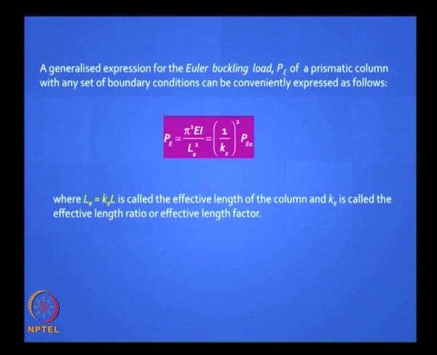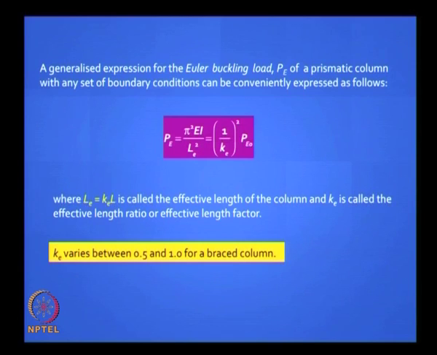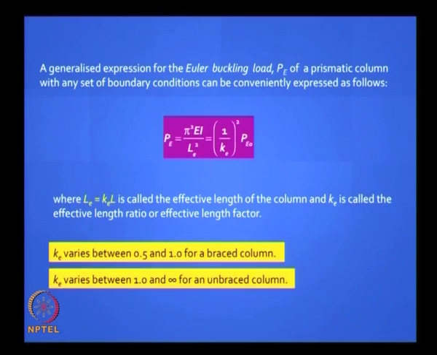So your generalized expression is given like this, okay. You put LE squared at the denominator, pi squared EI by LE squared, or you can write it as 1 by KE the whole squared PE naught, and you will find that KE is less than 1 for a braced column. When you have both ends pinned, it is 1, when both ends are fixed, it is the lowest value of 0.5, and when you have an unbraced column, you can have any value between 1 and infinity. You will have 1 when you have a guided fixed support at the top and fixed at the bottom. In a cantilever it is going to be 2, and when do you get infinity?